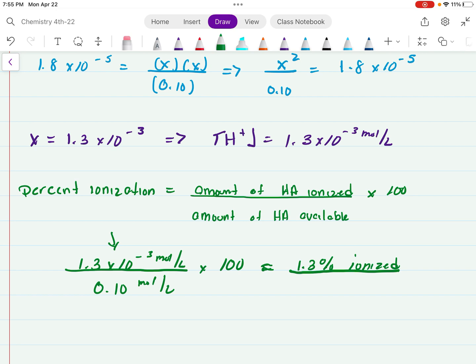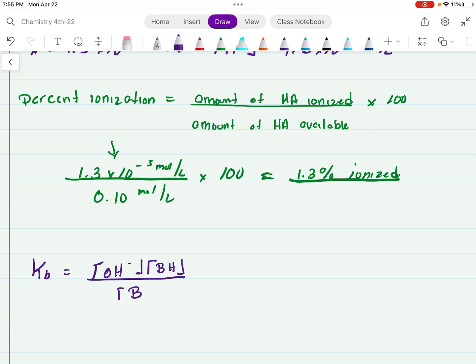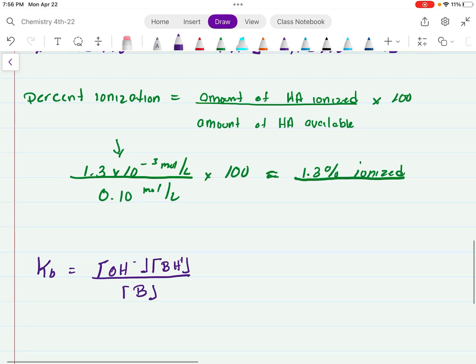Now, we talked about this in class. Remember that Kb is pretty much the same thing as Ka, which is the concentration of the hydroxide ion times whatever that metal is, so in this case the metal, and then divided by the base. So that's pretty much the same thing, except now you're working with bases.